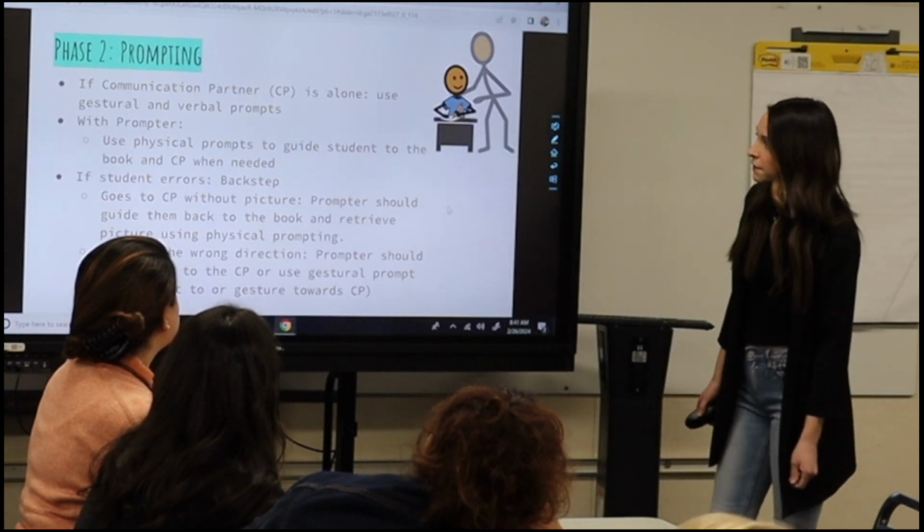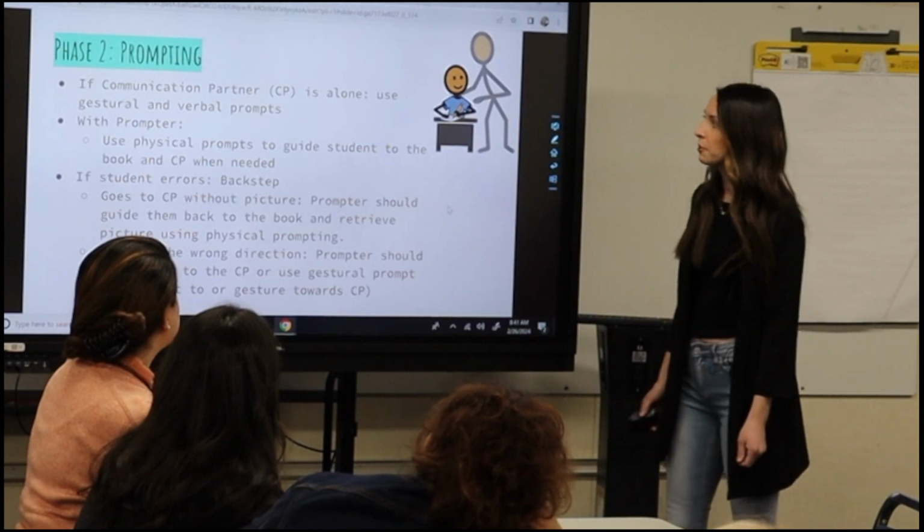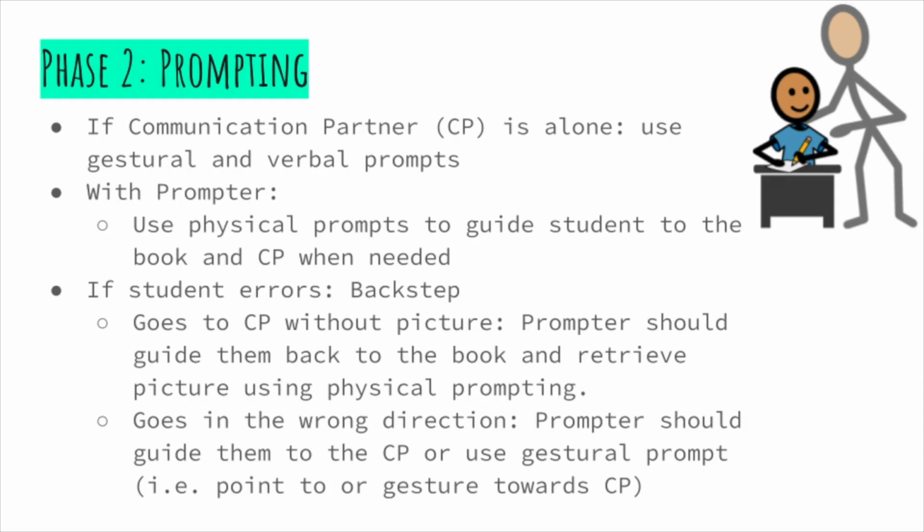With a prompter, we're going to use the physical prompts to guide the student to the book and the communication partner when needed. So not to the icon, but just a gentle, okay, here's your book, after they get the icon. If the student errs, if they're not going to the icon, because we're going to move the icon farther away from them too, even if it's just a foot and it's not in front of them.